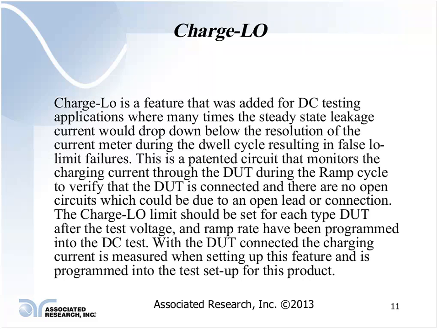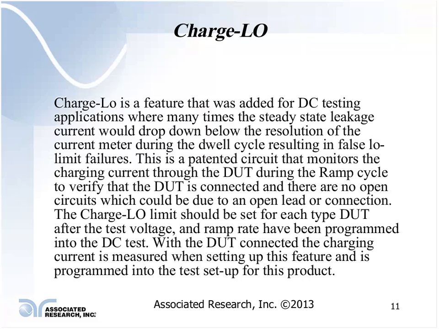It monitors the charging current through the device under test during the ramp cycle to verify that the device under test is connected and there are no open circuits, which could be due to an open test lead or an open connection. Okay. The charge low limit should be set for each type of device under test, after the test voltage is selected, after the ramp has been programmed into the test. Okay. So your parameters, if you change any of these parameters, then you have to reset your low limit.